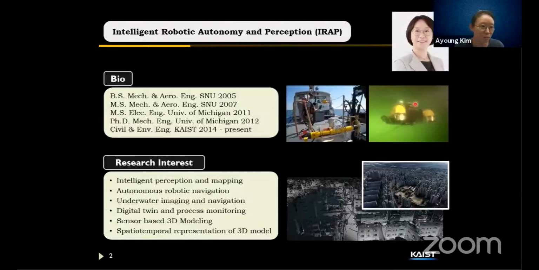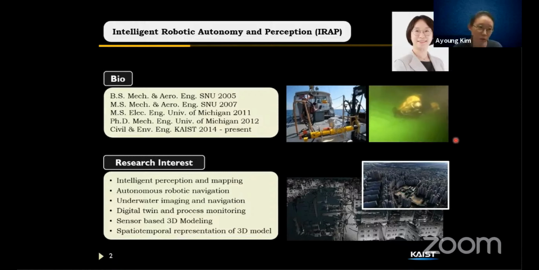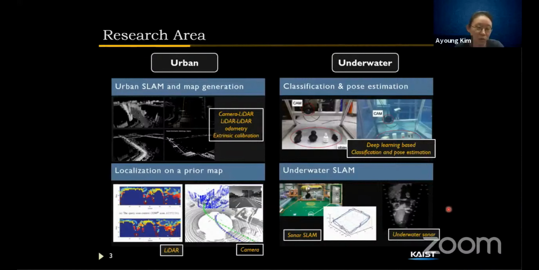Before starting, let me introduce my background a little bit. I worked on an underwater robot project, having this kind of robot navigate near the ship hull to inspect the in-water portion of the hull, using a camera to detect damages and things like that. Now I'm in civil and environmental engineering. I study a lot about the urban environment, but today's topic is mostly underwater stuff.